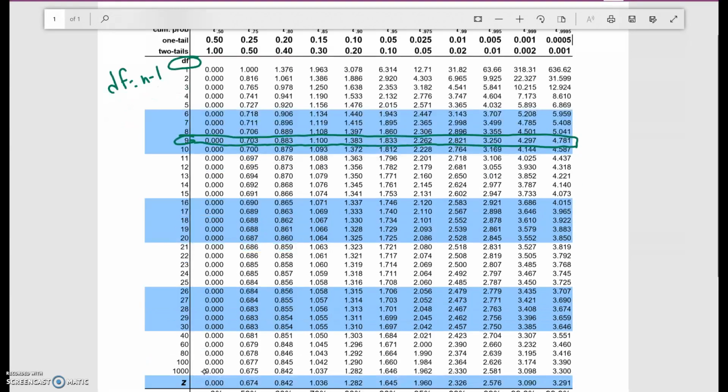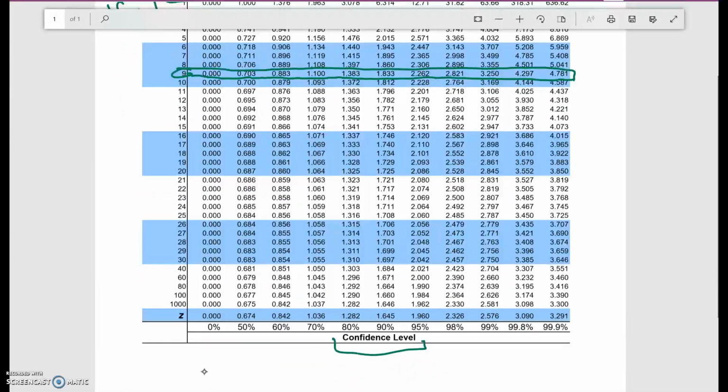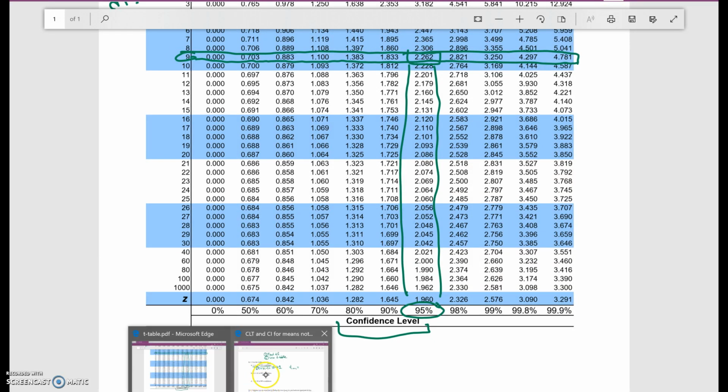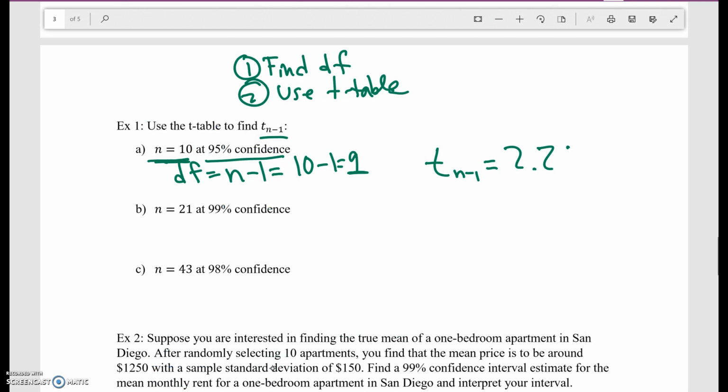So we're going to look down at the confidence level, and since we want a 95% confidence, we're going to match everything up. The one that matches up is this one, 2.262. So t_{n-1} is going to be 2.262. And that's it. That's how you find t_{n-1}.